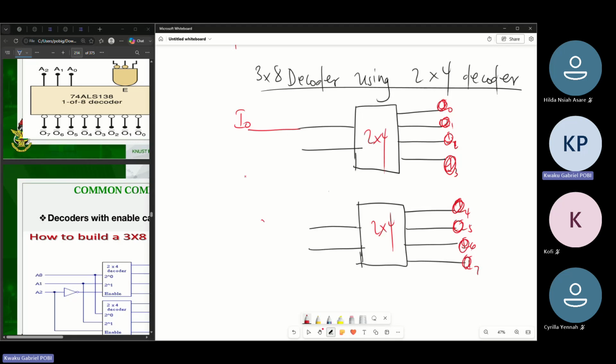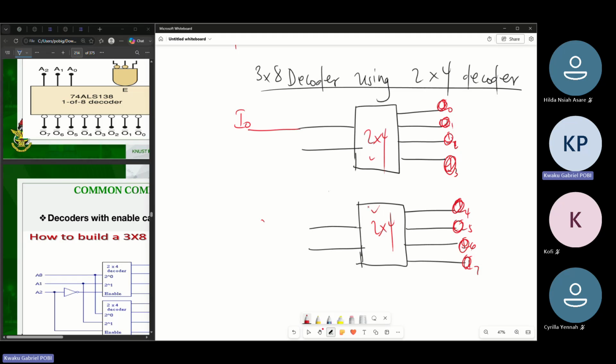So I'll make here I0. Then I'll make one of them I1 and one of them I2, so that I'll get the 3 inputs, right? But then thinking about it, only one output should be seen at a time. So I can't activate this and this at the same time.